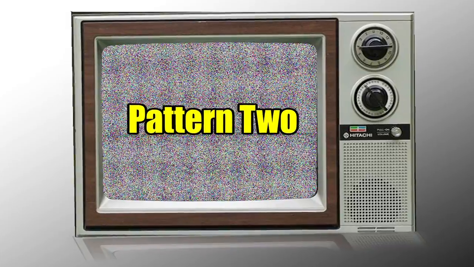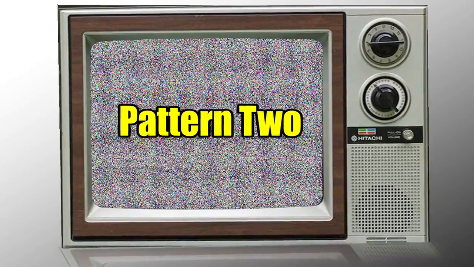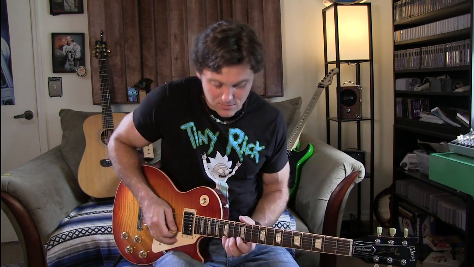Alright, let's take a look at pattern number 2. Pattern number 2, we're going to be doing in 6s. Basically, we did 3s before, now we're doing 6. What does that mean? We're going to be doing 6 notes consecutively down the scale. 1, 2, 3, 4, 5, 6.